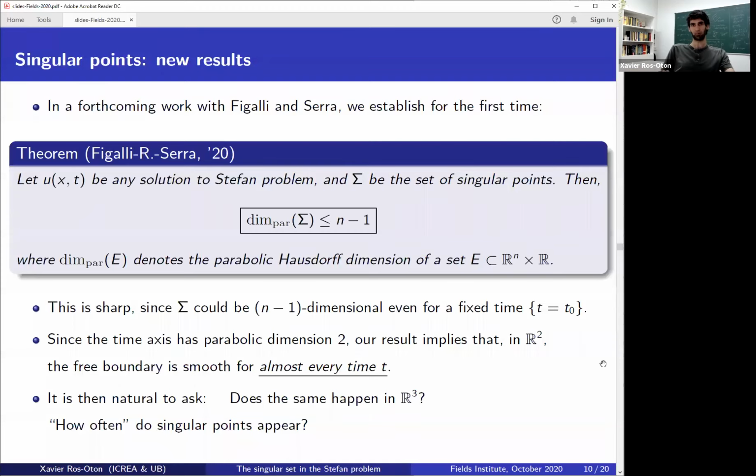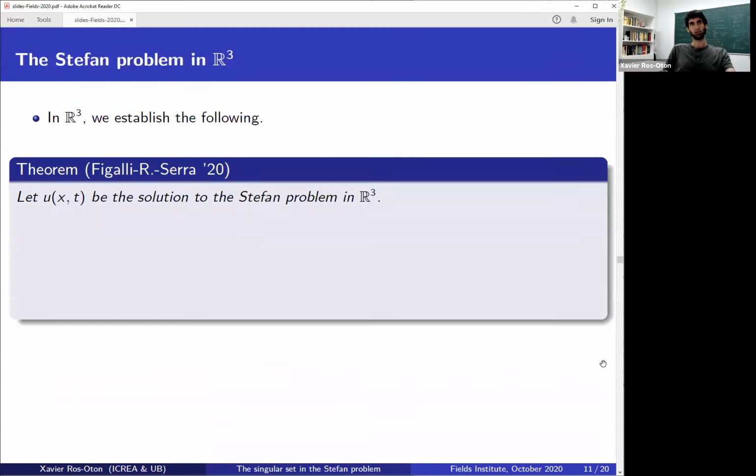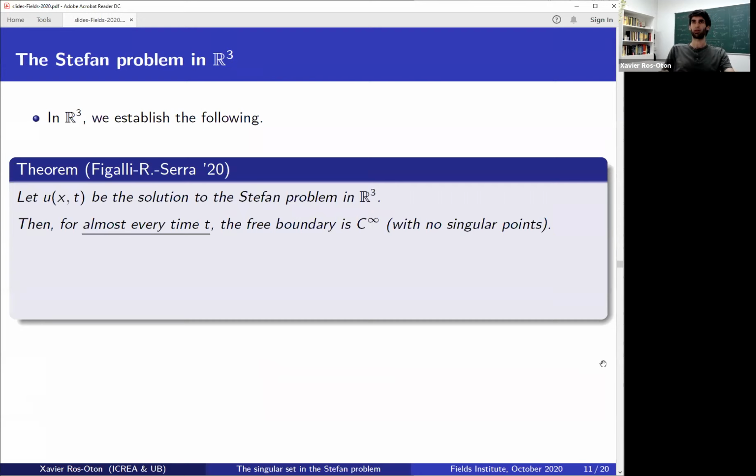Okay, and then in the same paper, we prove the following. So for the Stefan problem in 3 dimensions, the result that we establish is the following. If you have any solution to the Stefan problem in R3, again, that is not stationary, of course, then for almost every time, the free boundary is C infinity with no singular points at all. Okay, so this answers the question that I raised in the last slide. It's a very natural question of saying, do singular points appear often, or how often do they appear? It turns out that in dimensions 2 and 3, because of our new results, they don't appear too often, in a sense. So for almost every time, the free boundary is completely smooth, it's C infinity.